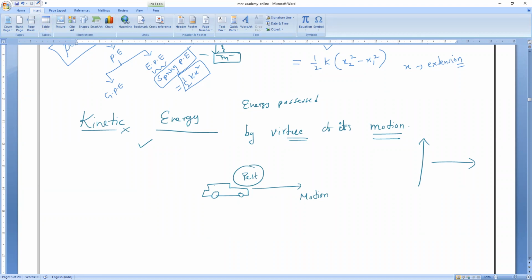Sir, I have one doubt. Yes, ma'am. So we can also write the energy required to move an object.